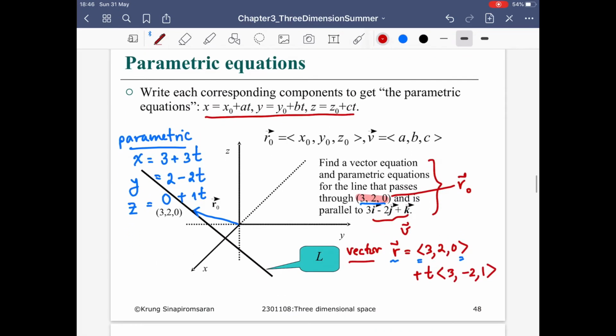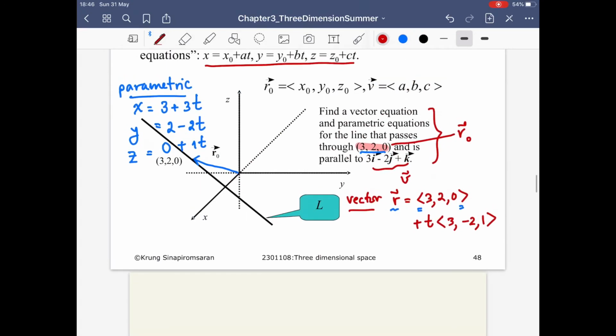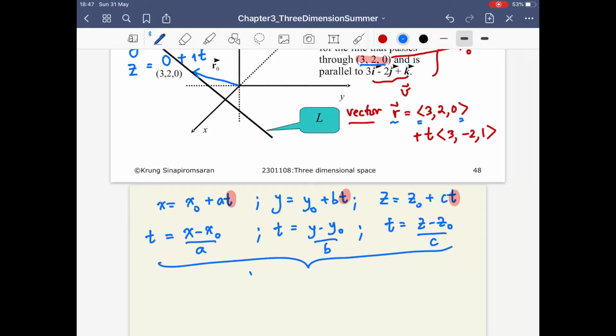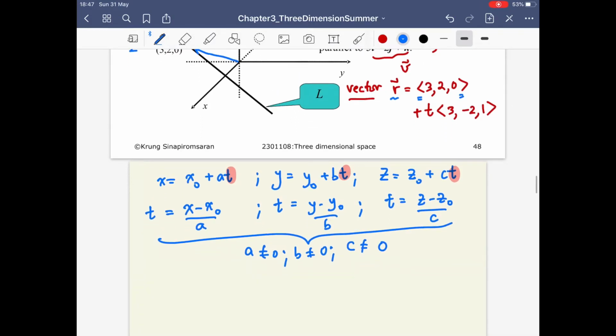So let us look at the parametric equation again. Let me write it down one more time: x equals x0 plus at, y equals y0 plus bt, and z equals z0 plus ct. From these equations, let us solve for the same parameter t, because you see there is a common parameter t. If you solve for t from the first equation, you get (x minus x0) over a, from the second equation (y minus y0) over b, and the t also equals (z minus z0) over c. Of course, for all these equations you need a, b, c not to be 0 because you have them at the bottom.